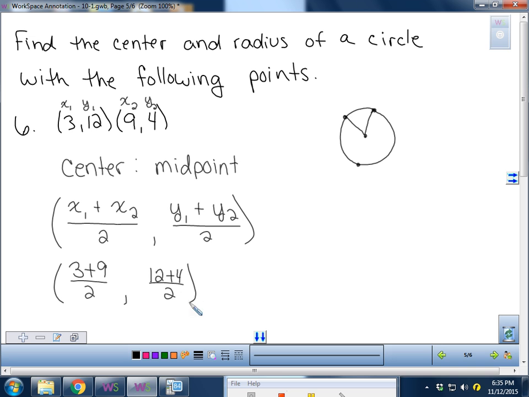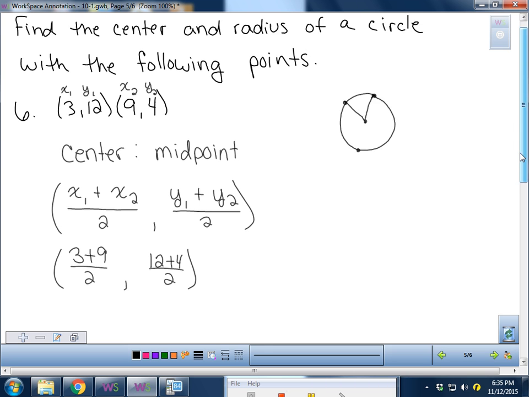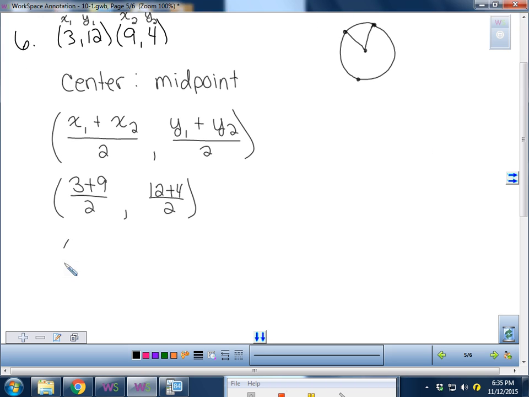And I'm going to divide by 2. And when I do the math for that, that's going to give me 6, 8. So the center is 6, 8. All right, so we'll say this is 6, 8.